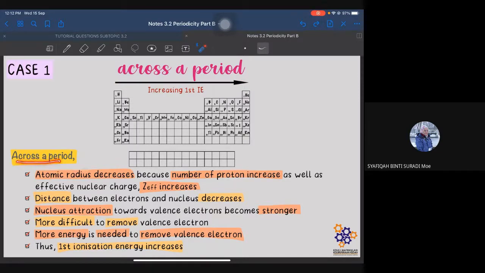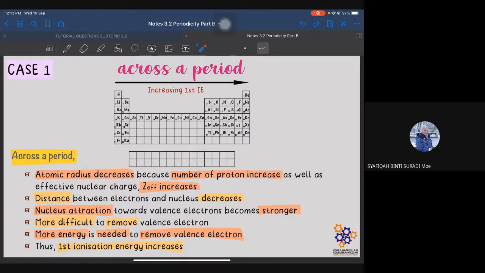So across the period, okay, atomic radius decreases. Why? Because the number of proton increase. Okay, bila across period, kita punya atomic radius makin kecil kan sebab number of proton kita increase, dan kita punya ZEF pun increase. Okay, so bila ZEF increase, the positive charge felt by the valence electron lagi stronger lah kan sebab tu distance between the electrons and nucleus decreases. Sebab dia punya valence electron tu are held more tightly towards the nucleus. Okay, so kita boleh kata nucleus attraction towards the valence electrons becomes stronger.